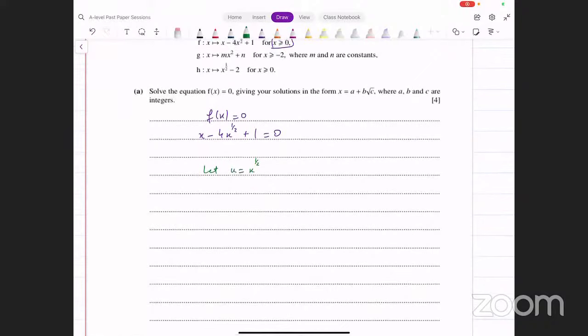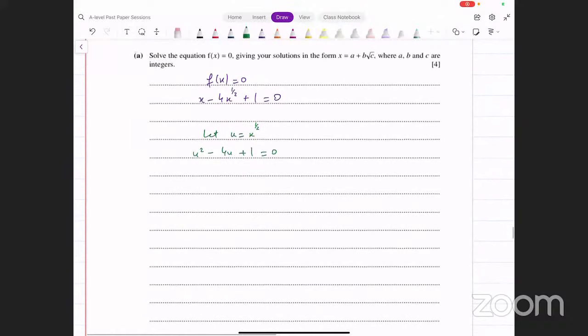If we do that, we get u square minus 4u plus 1 equals 0. Now this is a quadratic equation. Solve this quadratic equation. Again, you've got to show your working. Working के बगैर marks नहीं मिलेंगे. Factorization यहाँ पे नहीं होगी most likely because उसने ये वाली form मांगी है तो factorize आप नहीं कर सकेंगे.